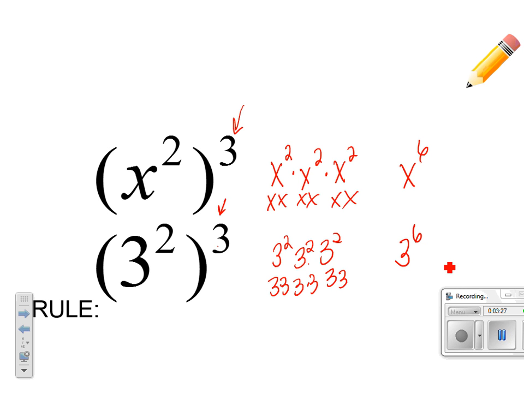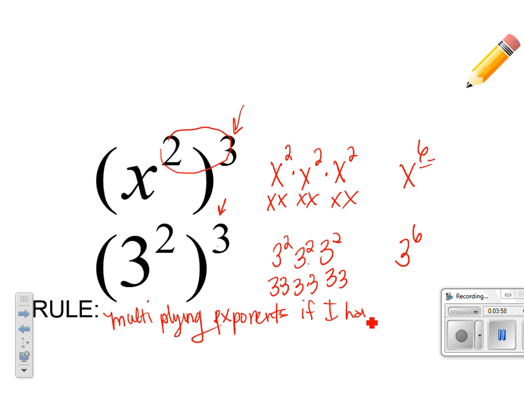Now in your calculator, you could figure out what that value is. But to me, the idea and the rule is the most important thing. So what is the rule? What am I actually doing to the 2 and the 3? Well, what operation can I do to 2 and 3 to get a value of 6? Oh, I am multiplying powers, or exponents, if you will. I am multiplying the exponents if I have a power to a power. So I have a power to another power. I'm going to multiply my exponents. Okay? So we talked about that yesterday.